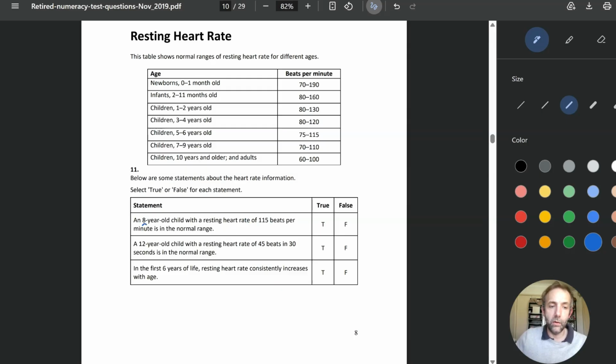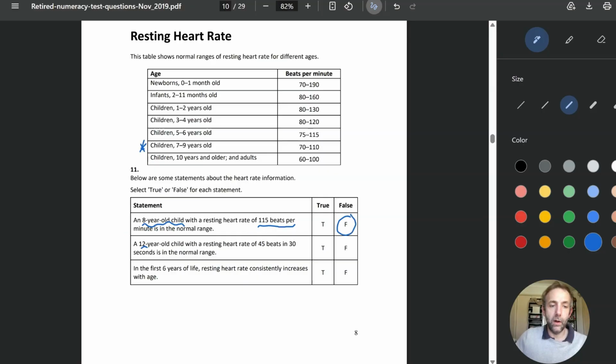So it's an 8-year-old child. So let's find where an 8-year-old child should be. They should be in this group here. And if we look across, we are told that the beats per minute should be between 70 and 110. 115 beats per minute is actually just over this maximum amount. Okay, so the maximum for it to be considered normal is 110. 115 is above that. So based on this table, that statement is false.